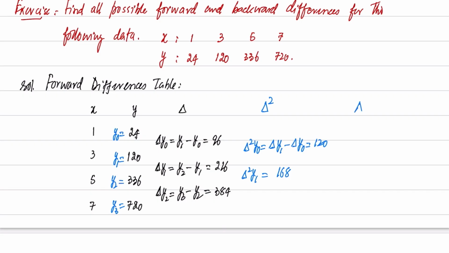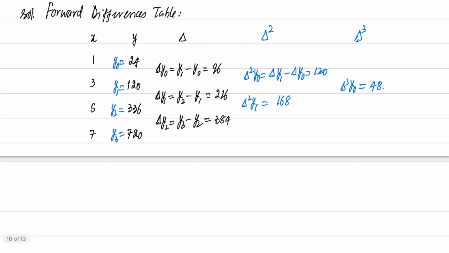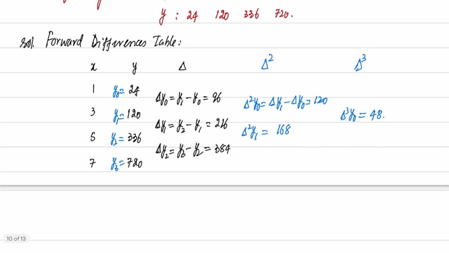Now we can also define delta cube. This will be delta cube of y0, which is equal to 168 minus 120, that is equal to 48. Since we have obtained just one point in the third forward differences, we cannot define further differences of higher orders. So we can define the forward differences of orders 1, 2 and 3 only.